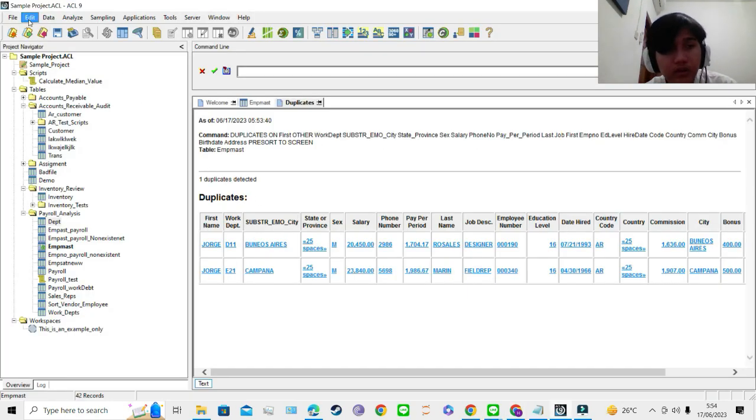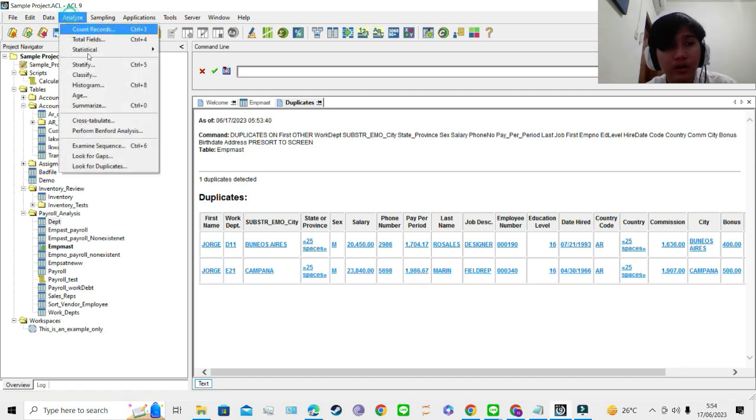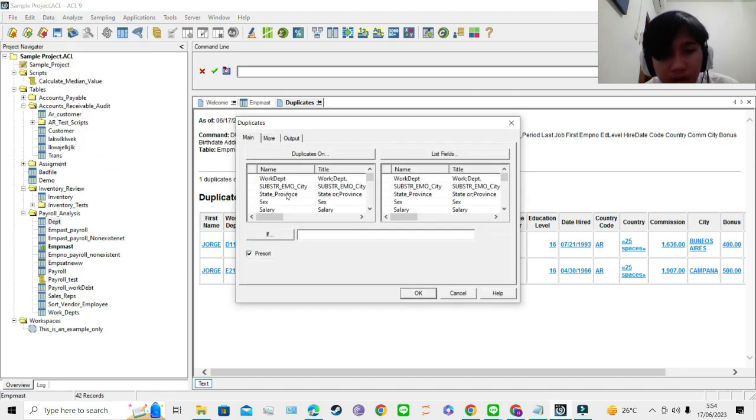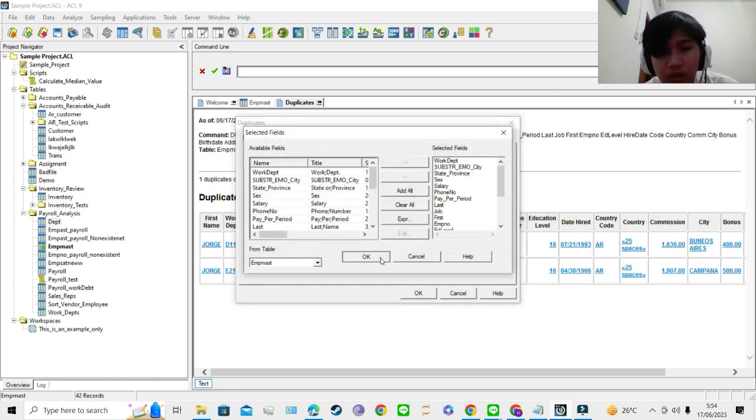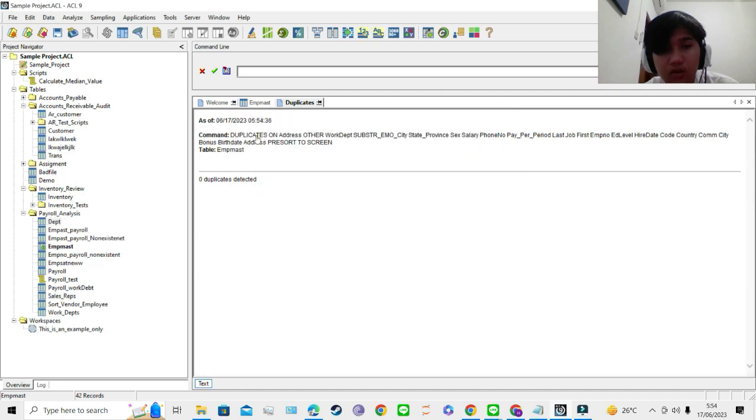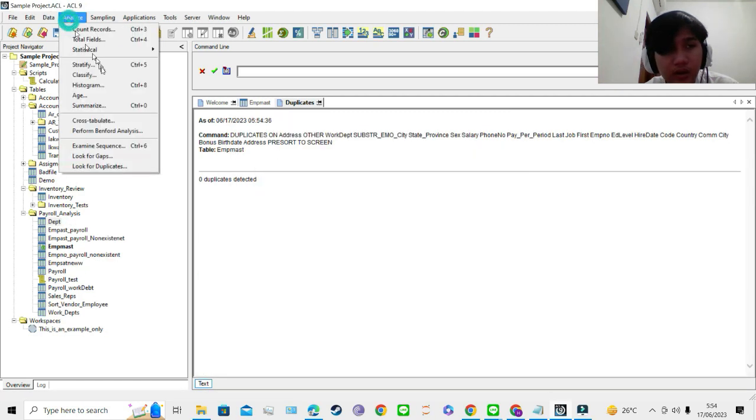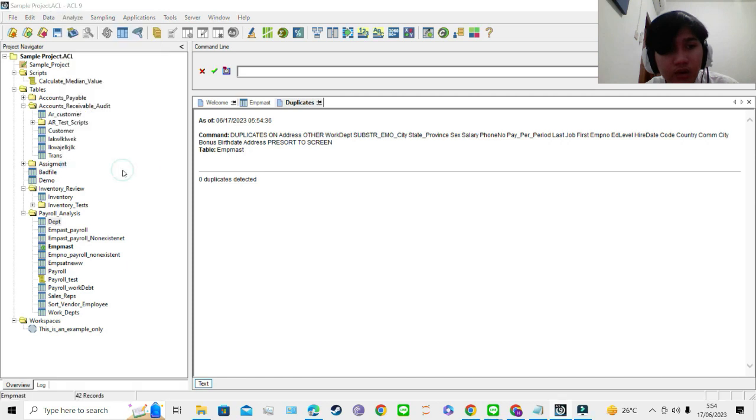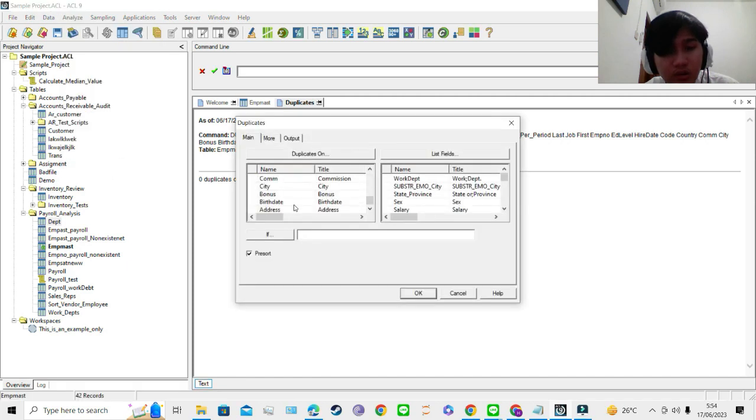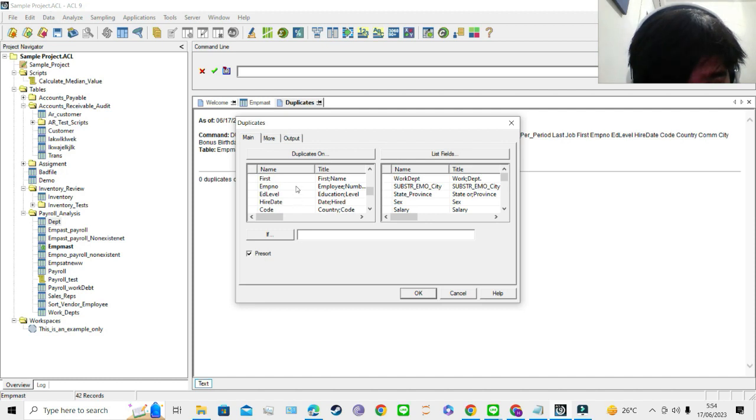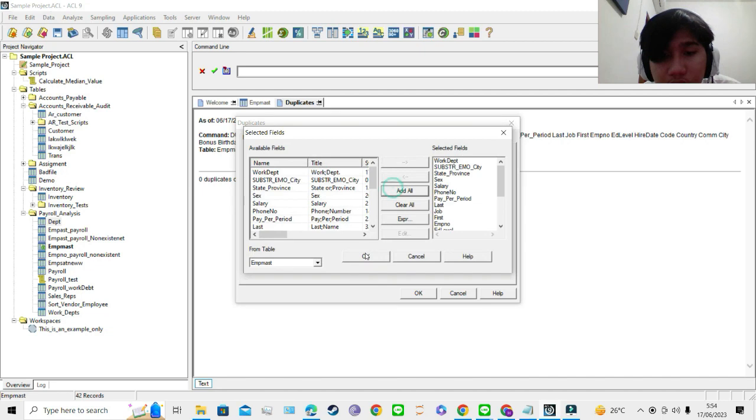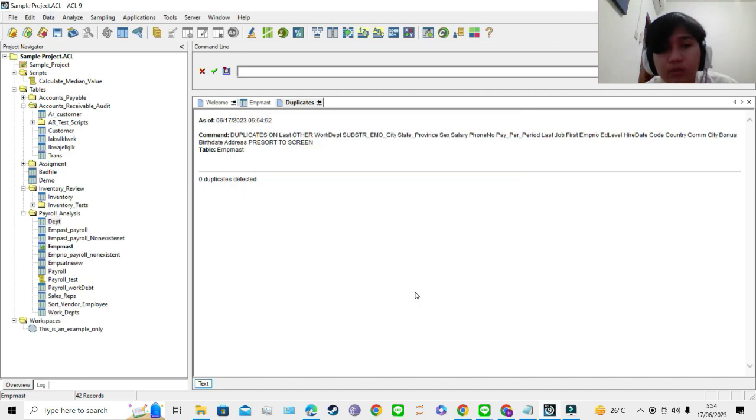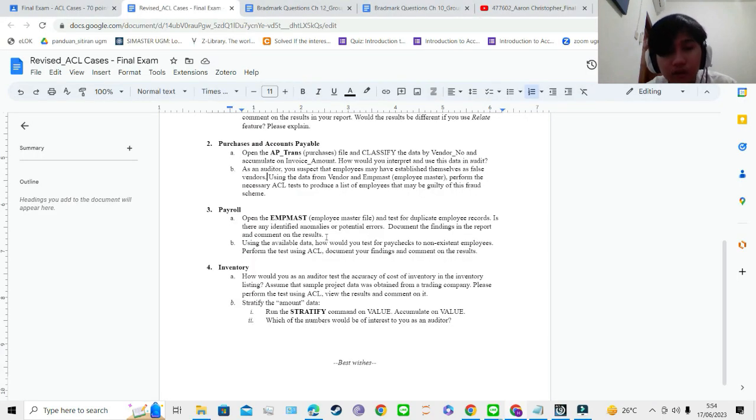How about with the mailing address? Analyze, look for duplicates, and address. This all field at all. Okay, and no duplicates exist. How about the last name? Last name is field all. Okay, no duplicate on the last name. That is for number 3.